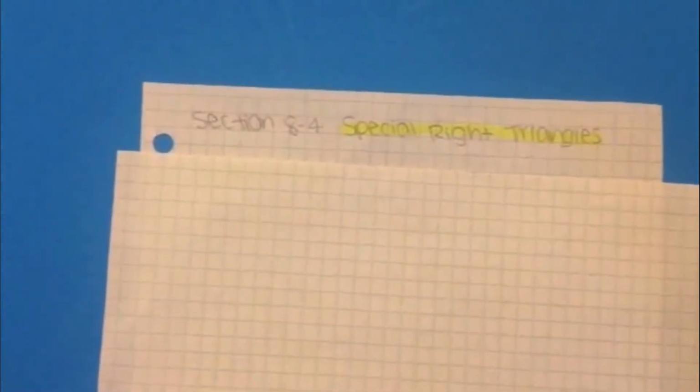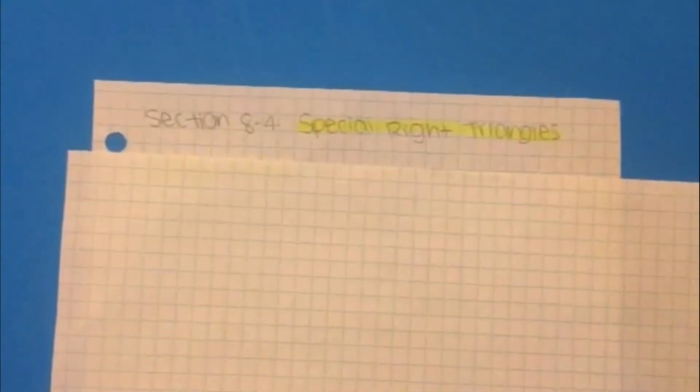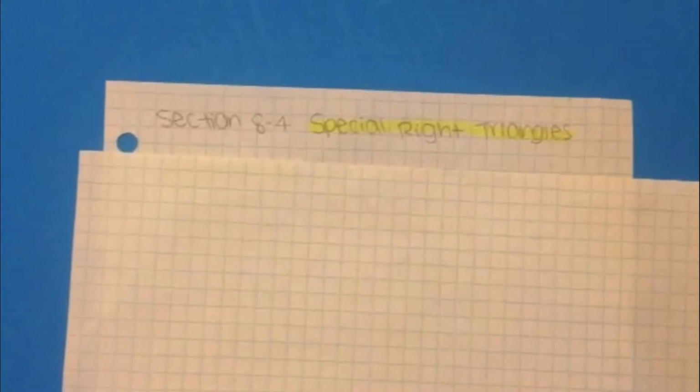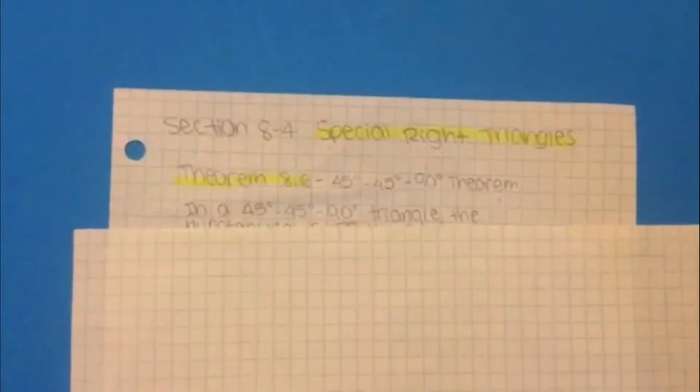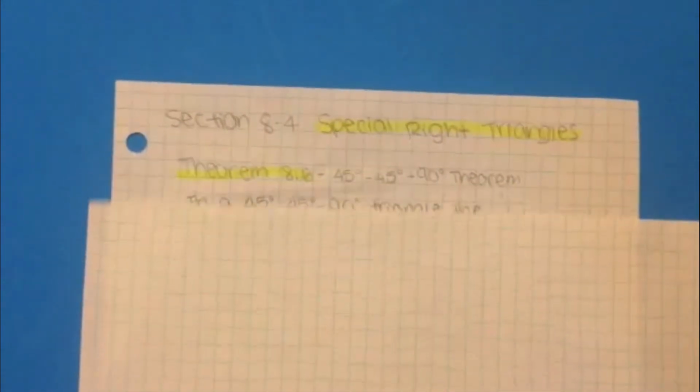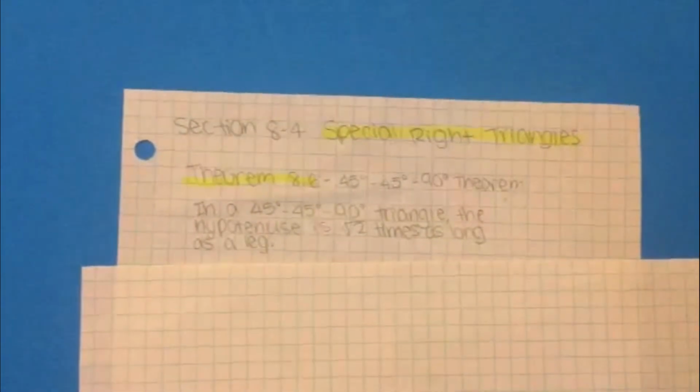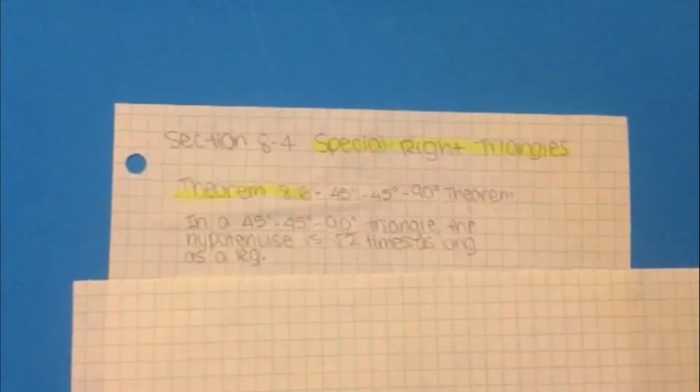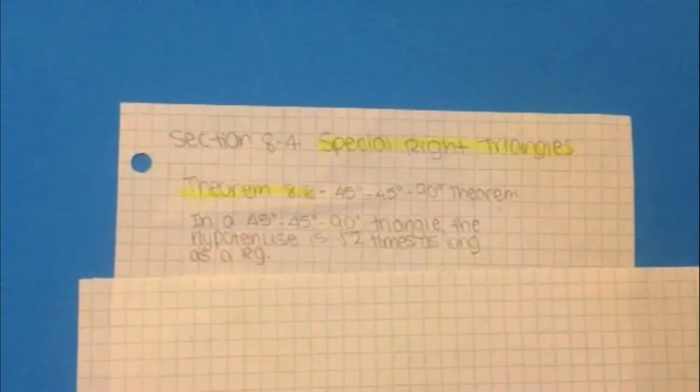Let's talk about lesson 8.4, special right triangles. Theorem 8.6 states that in a 45-45-90 degree triangle, the hypotenuse is rad 2 times as long as a leg.